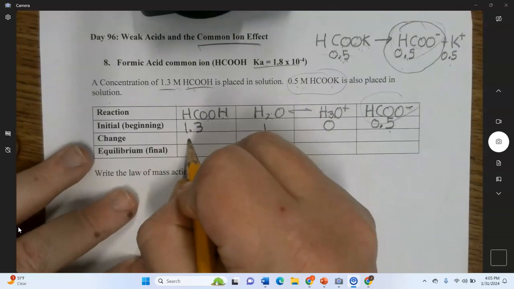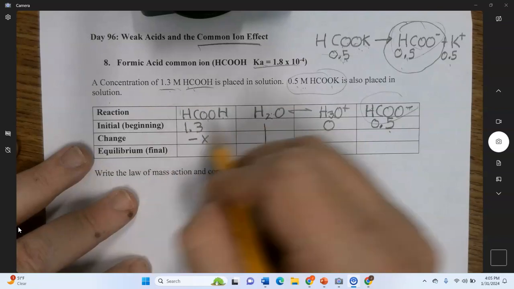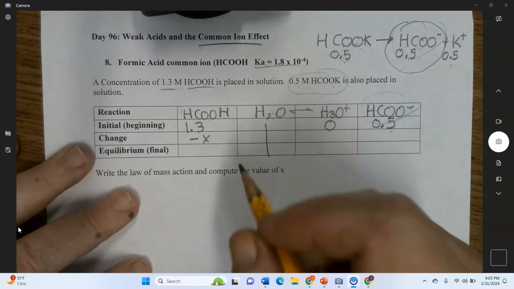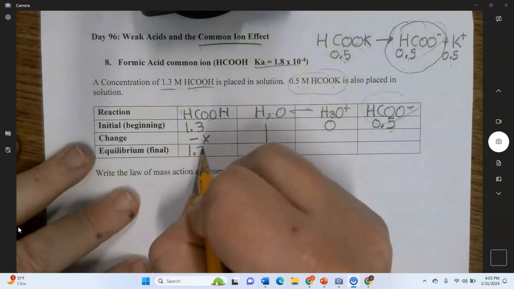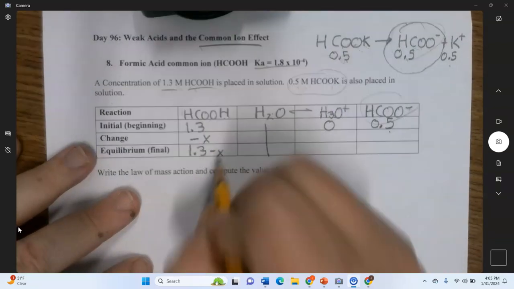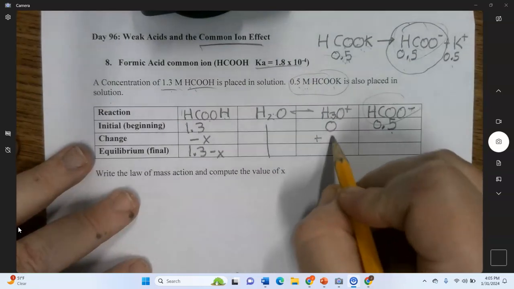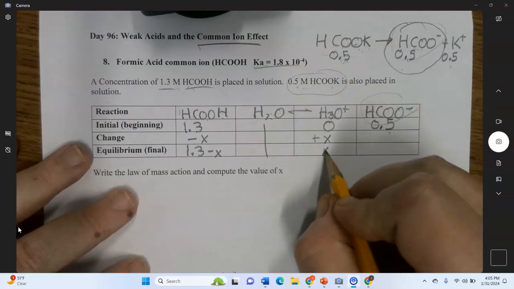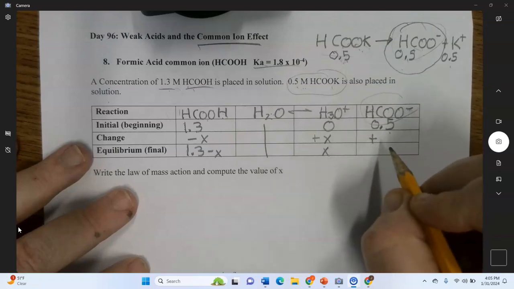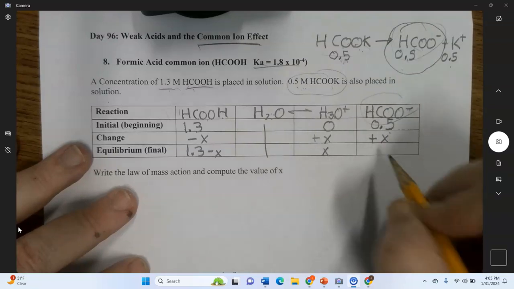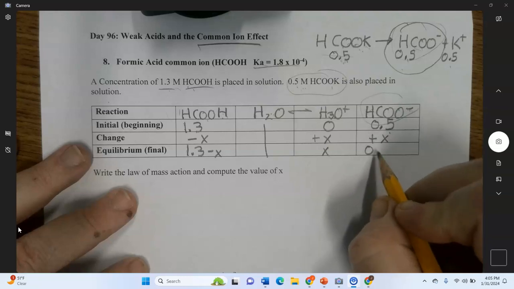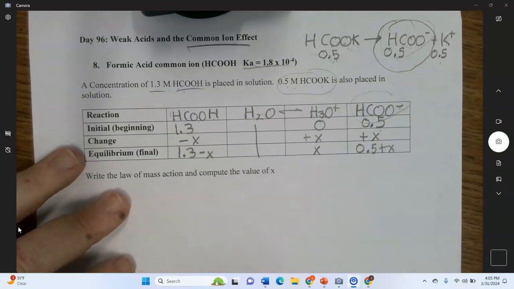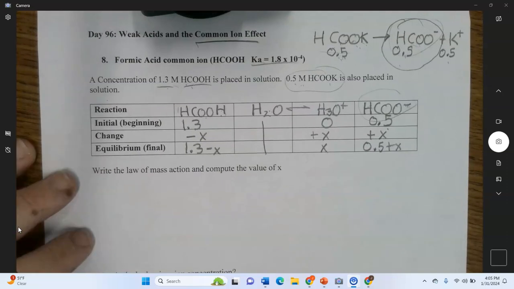So I'm going to subtract x from this side. All the coefficients are 1, so the x's are just x's. Again, this is the same as the last problem. You have 1.3 minus x. Now you're going to add an x here for the hydronium, and you end up with x here. And now you're going to add x here for the formate ion. And now this is where it's different. You're going to end up with 0.5 plus x. All right, so now we have our equilibrium line.